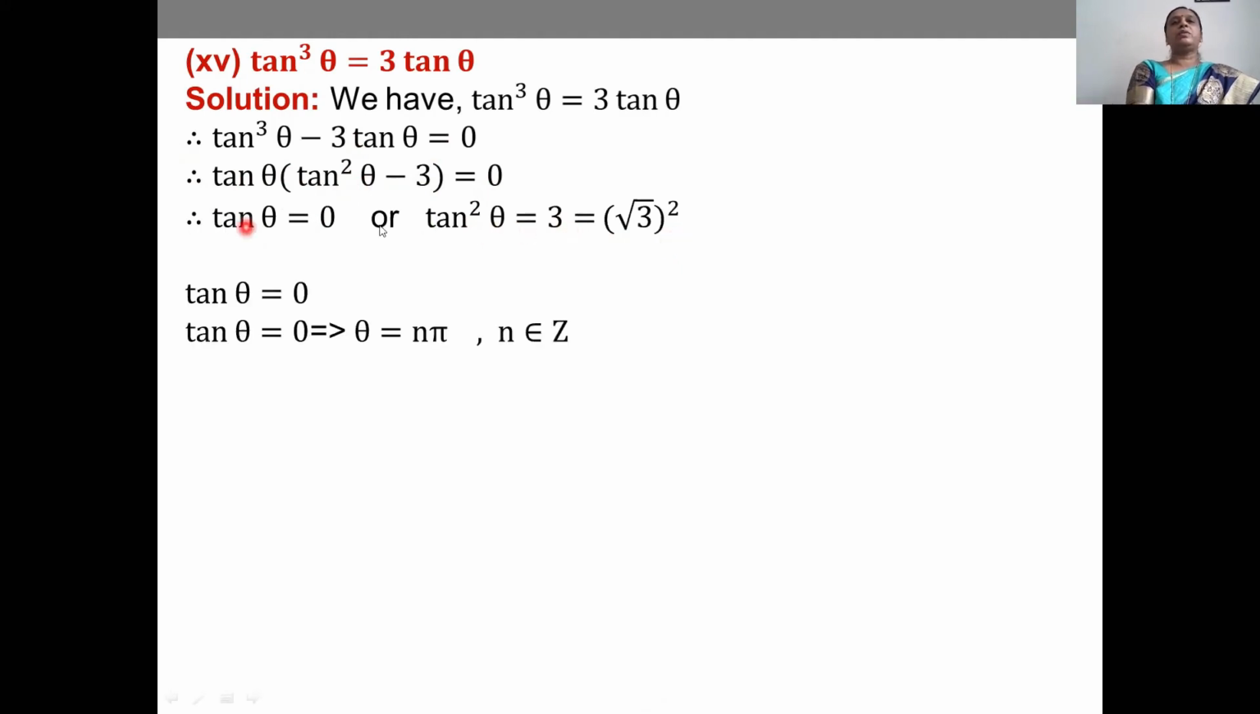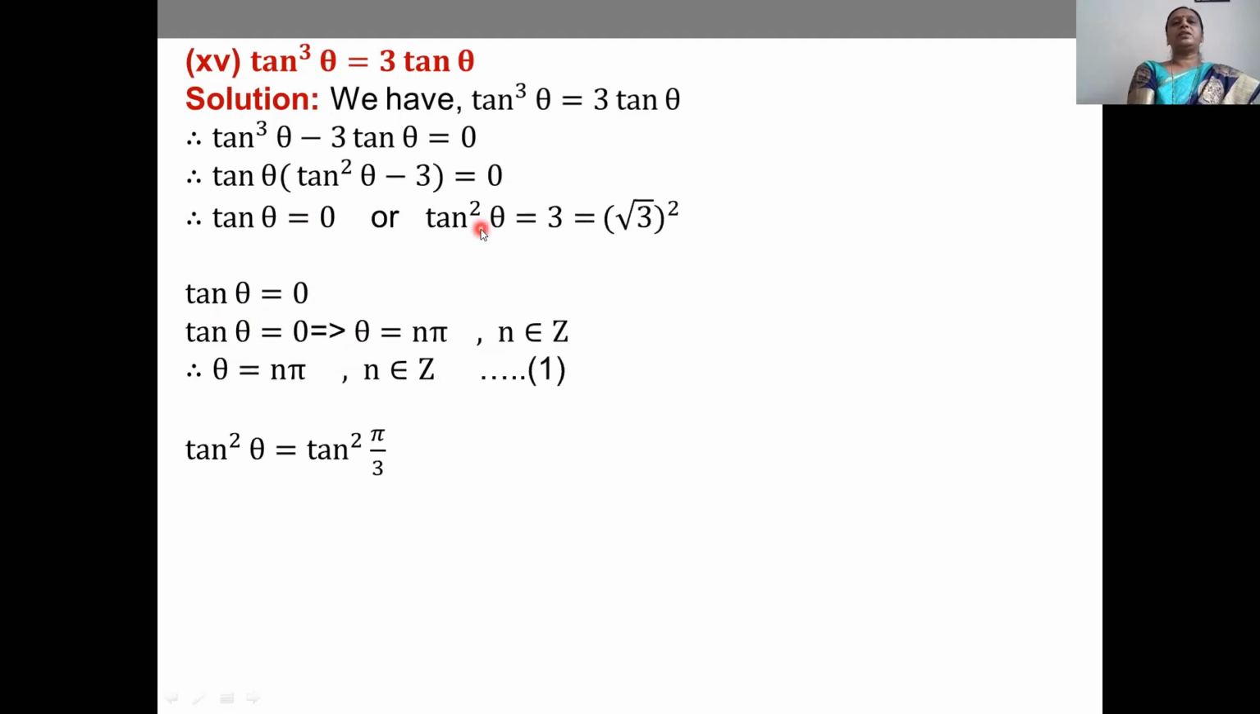Here we get two equations. Therefore we have to find general solution separately. Let's consider the first equation, tan theta is equal to 0. If the equation is of the type tan theta is equal to 0, then this implies that the general solution will be theta is equal to n pi, where n belongs to z according to our remark 1. Therefore, theta is equal to n pi, n belongs to z is general solution of this tan theta is equal to 0.